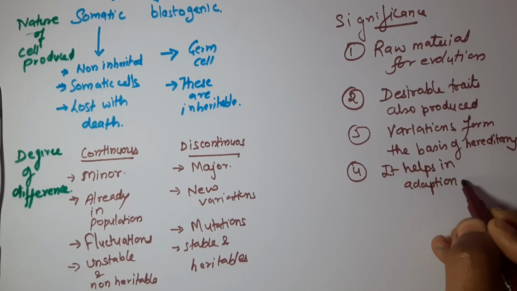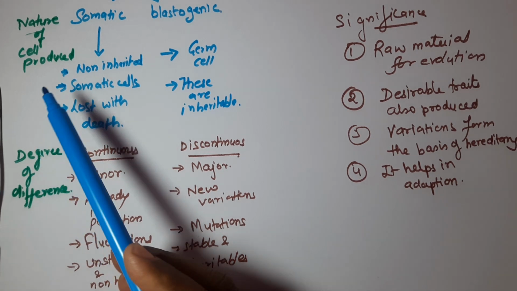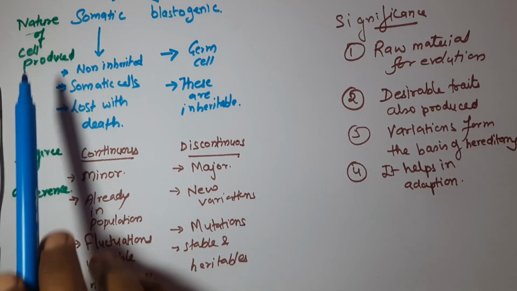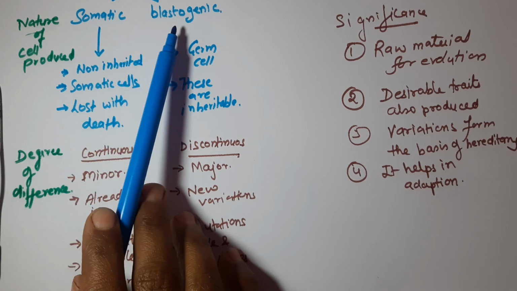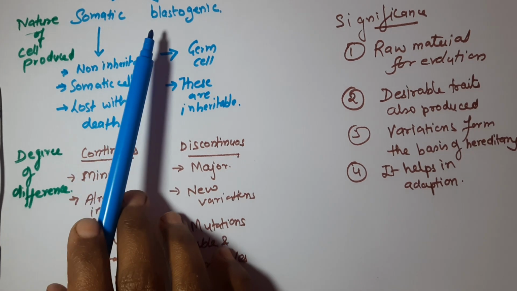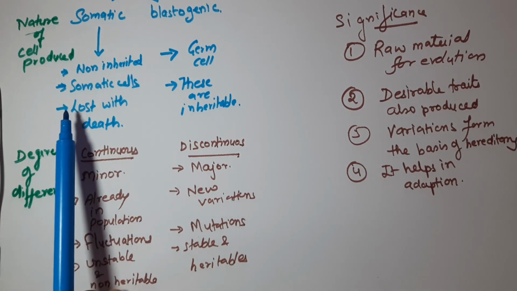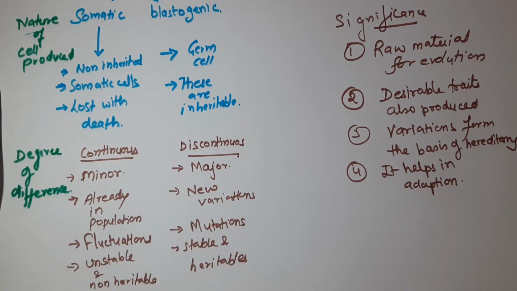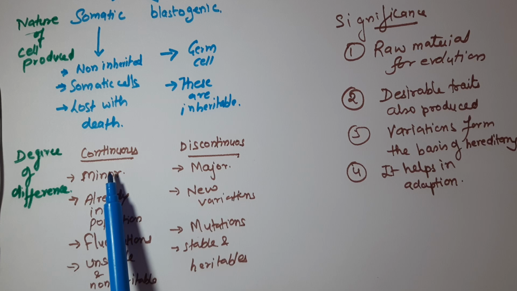Before closing the video, I will quickly go through it again. Variation is the change in the characters, and it is classified in two ways. First is the nature of the cell produced, and the second is the degree of difference. Based on the nature of the cell produced, it is divided into somatic and blastogenic. Somatic variations occur in the somatic cells, and blastogenic variation is due to the germ cells. Somatic ones are lost with death, and blastogenic ones are inheritable. Based on the degree of difference, there are two types of variation, continuous and discontinuous.